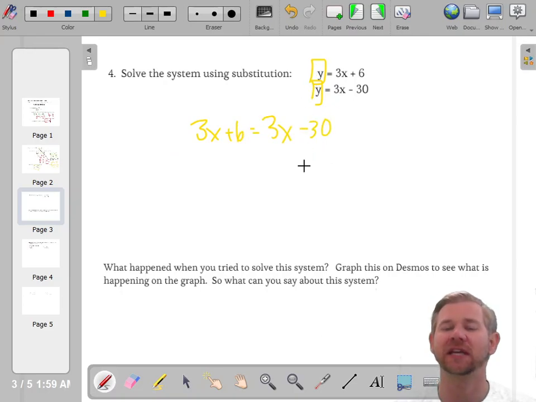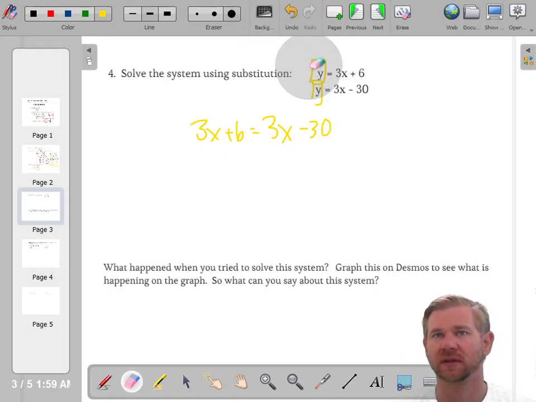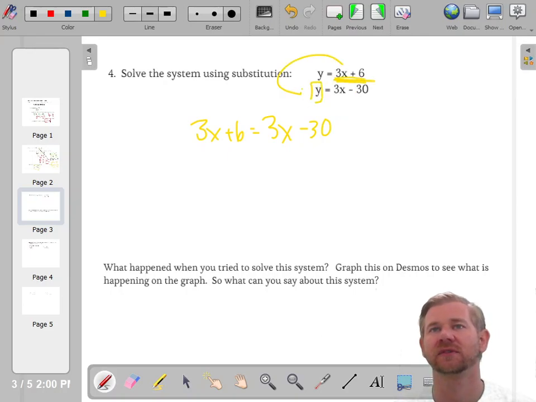So if they both equal y, I'm basically just setting them equal to each other. But you are still doing a substitution. Everywhere you see a y, you're going to write what y equals. So you're just plugging it in. It just looks weird. Now this is going to get real weird when I collect my like terms. I'm going to subtract 3x on both sides.